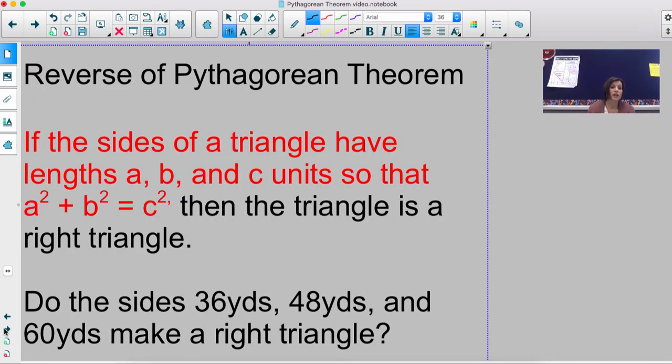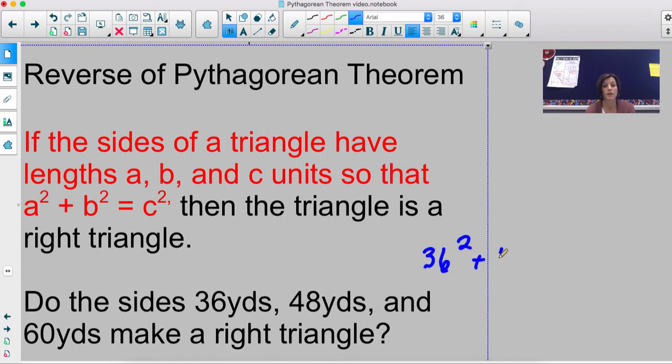If the sides of a triangle have lengths a, b, and c units so that a squared plus b squared equals c squared, then the triangle is a right triangle. So for the rest of the video, we are discussing proving whether the Pythagorean theorem works for the 3 lengths given in the problem. So they start us off with 36, 48, and 60. We are to assume the first is a, then b, and then c, and see if they add up and the Pythagorean theorem is true. If you want to simplify those numbers and divide by 12, go for it. If not, use your calculator.